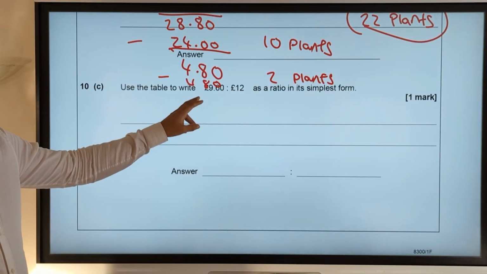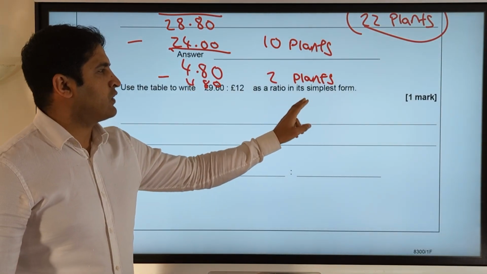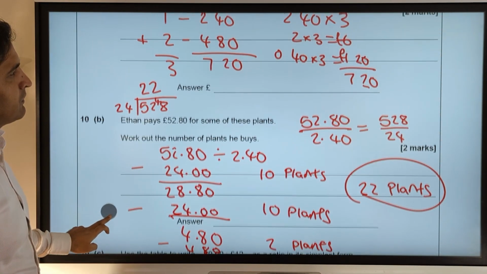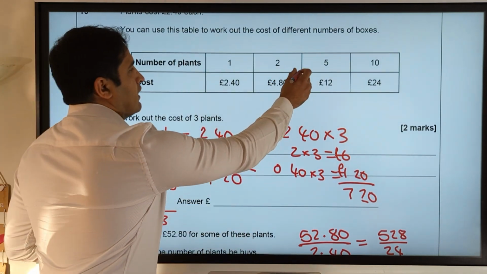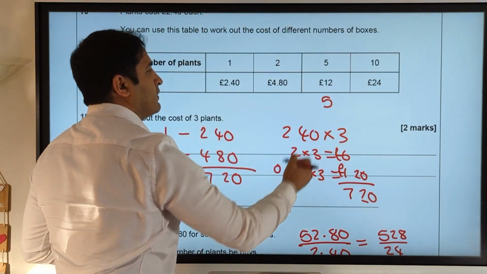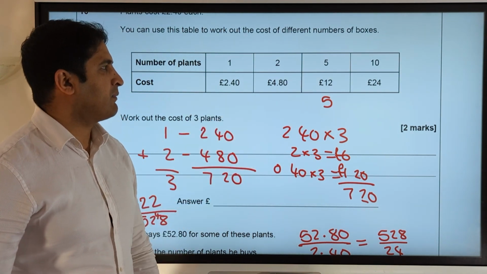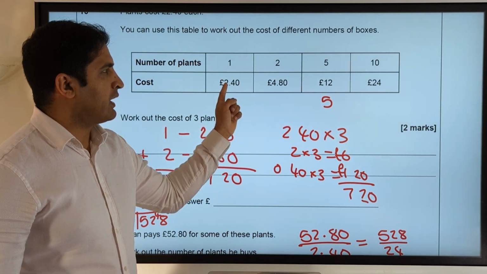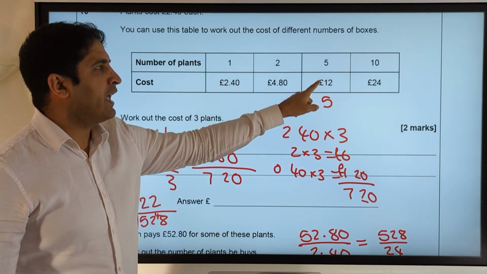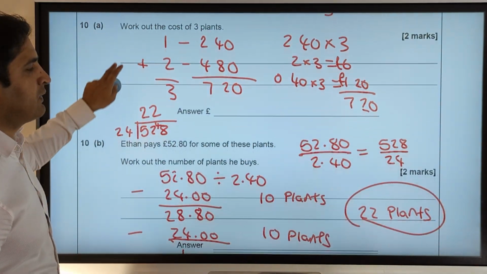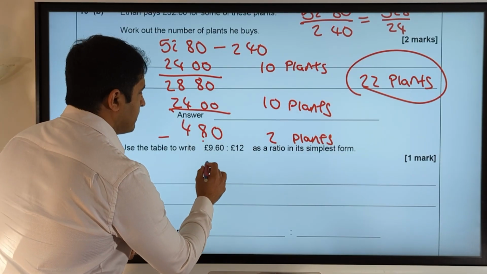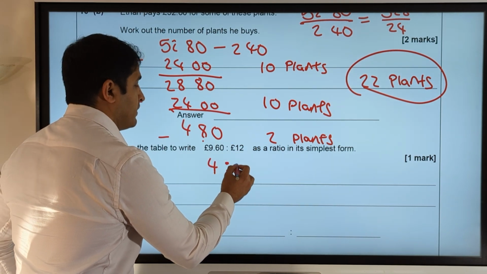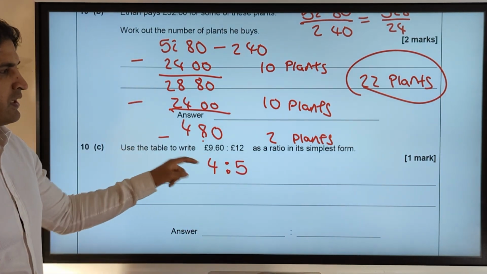Use the table to simplify or write £960 to £12 as a ratio in its simplest form. How many plants would £960 buy you? £12 will buy you 5 plants. £960 means if I take away £240 from £12, that'll give me £960. So that means it will buy me 1 less plant than 5. So £960 will buy me 4 plants, and £12 will buy me 5 plants. So that's the ratio in simplest form.